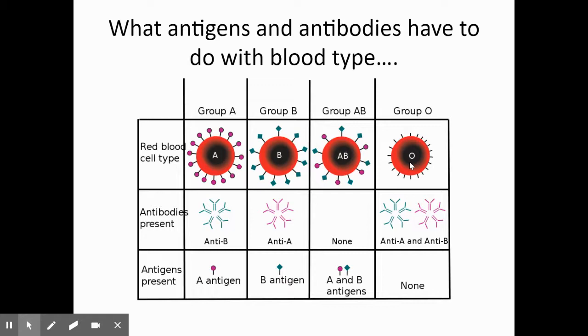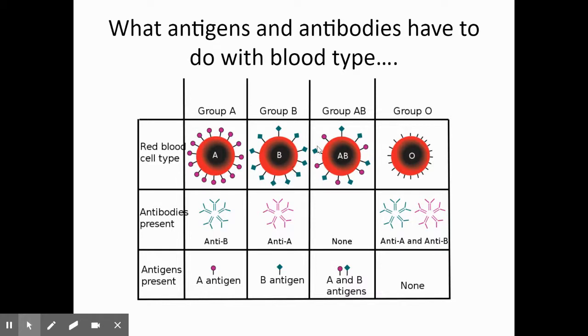Now, let's take a look and see who O can receive from. So notice type O has antibodies against A. So if I were to put a red blood cell that was type A into group O, these antibodies are going to attach to these antigens. We're going to get clumping. If I were to put type B blood into someone with type O, I have antibodies against B. So these antibodies are going to attach to these antigens. We're going to get clumping.